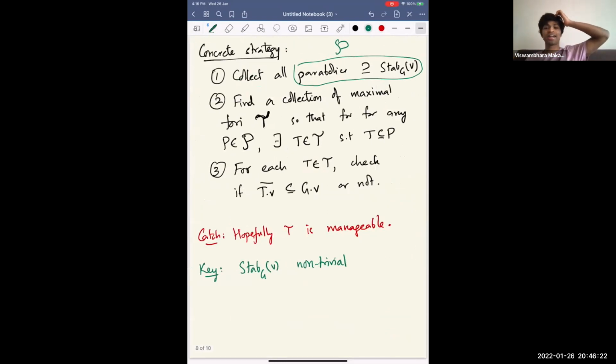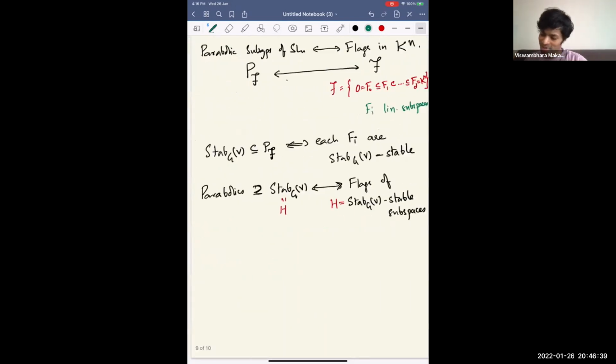So the strategy was to collect all the parabolics that contain your stabilizer. We just did that. The next step is to find maximal tori. You just want to find a set of maximal tori so that for every parabolic, there's one maximal torus in my set that's sitting inside it. So let me tell you what maximal tori are next.